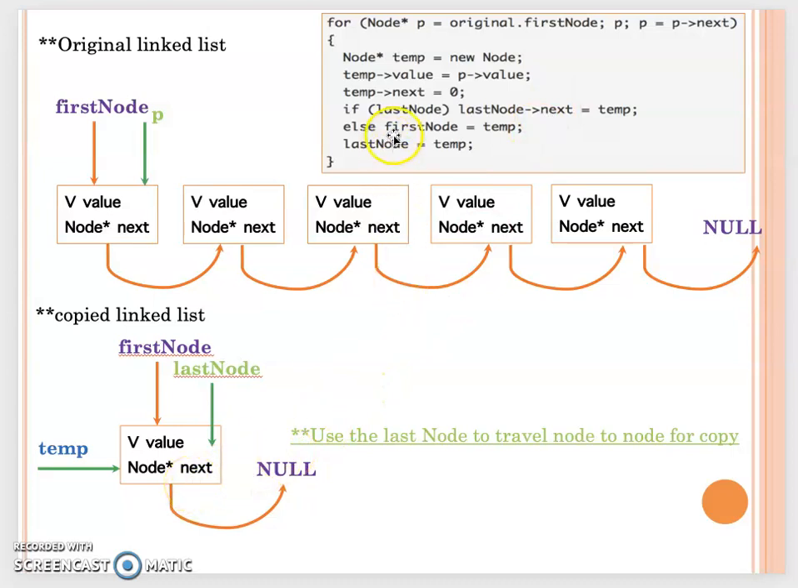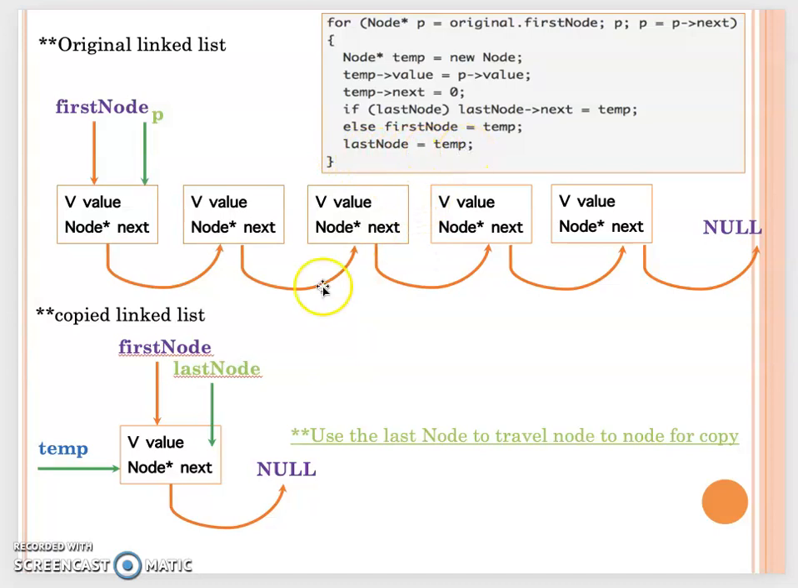Sorry, when the last node equals 0, my last node actually has not changed yet. My last node is always equal to the new temp. So if the last node equals 0, that check is false, right? Then you see first node equal to temp.